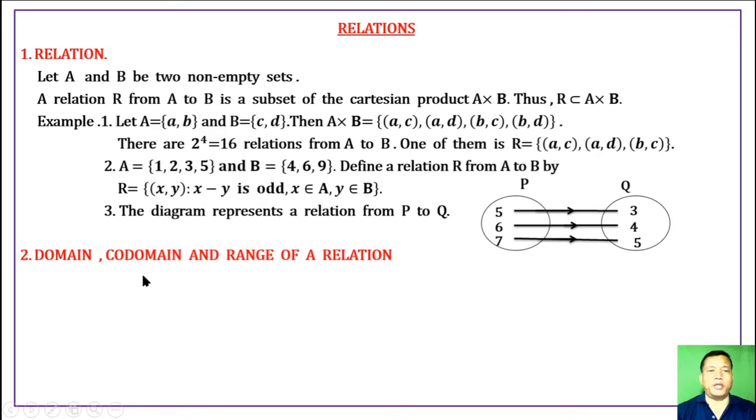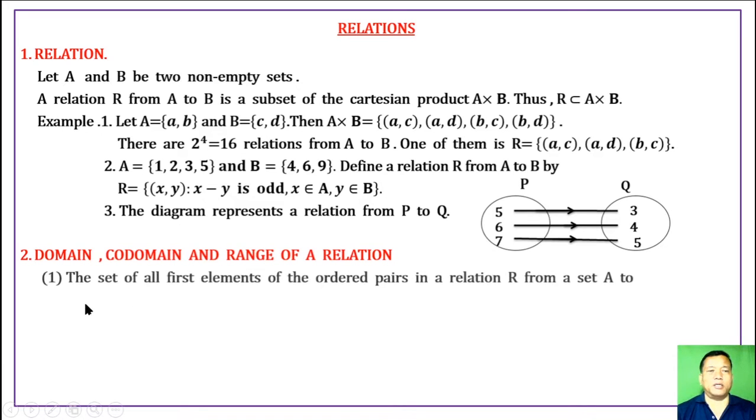Domain, codomain and range of a relation. The set of all first elements of the ordered pairs in a relation R from a set A to a set B is called the domain of the relation R.